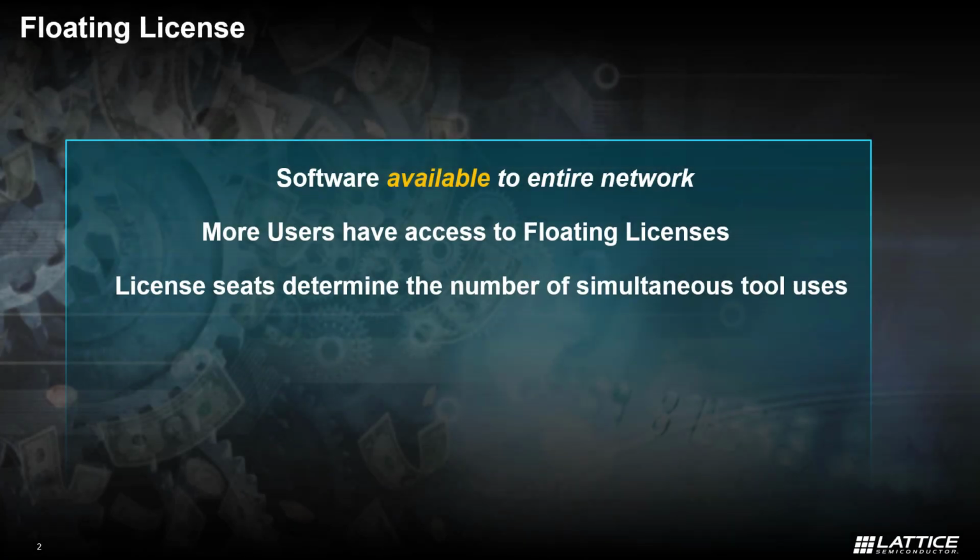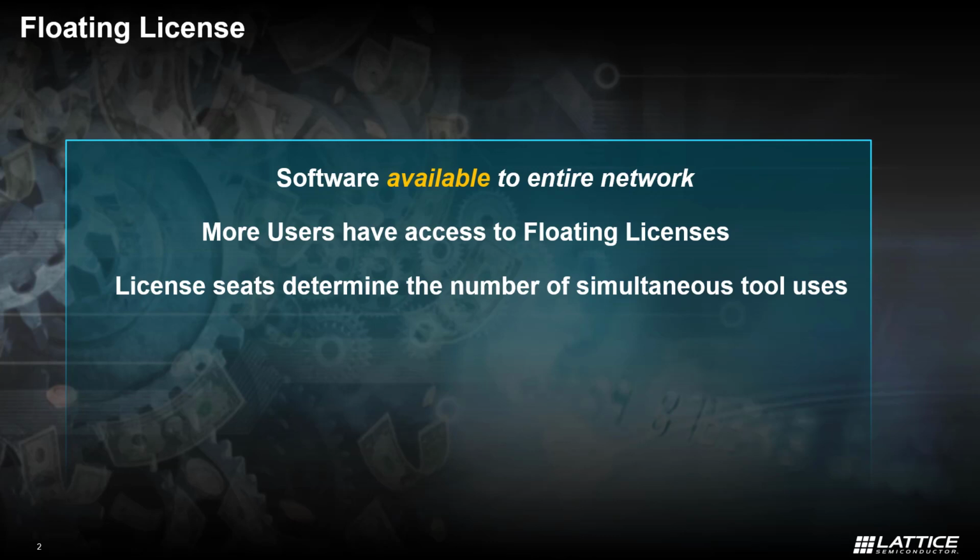A floating license is a type of license which is installed on a license server to share its features among a number of users. Unlike a node-locked license, which can only be used on a single machine, a floating license can be used by multiple machines connected on the same network.